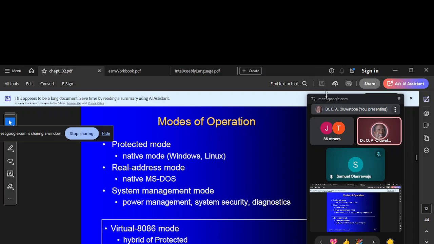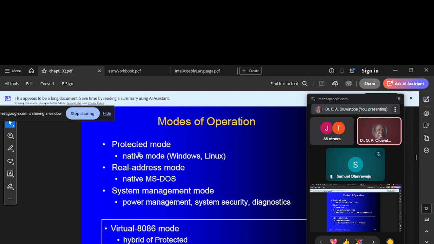Now, we want to look at the various modes of operation within a processor, an x86 processor. When we say mode, the processor can operate in 4 different modes. The first one is protected mode. This mode is native to Windows and Linux.